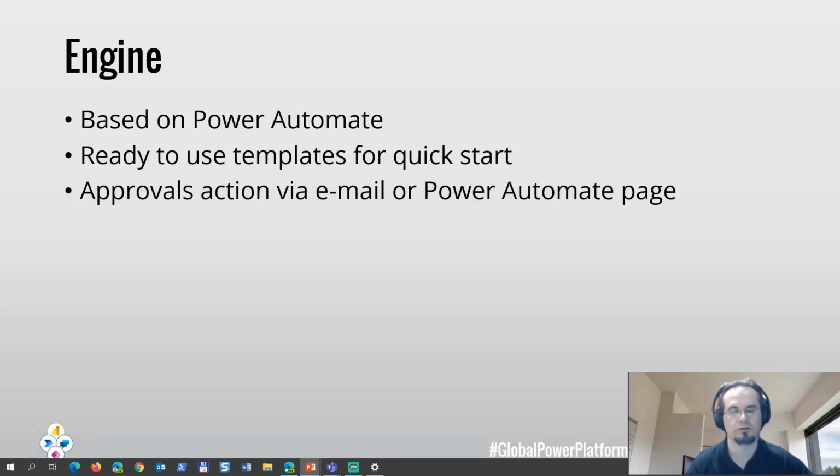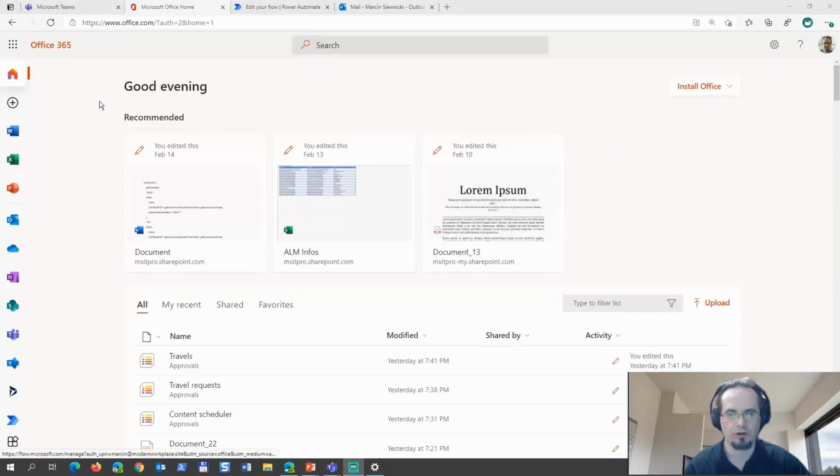The second option is a dedicated Power Automate page where you can check your current approvals that are assigned to you and do some actions. So we have two options: email or the Power Automate approvals site. Okay, let's check how it works. If we go to portal.office.com, we can go to Power Automate.